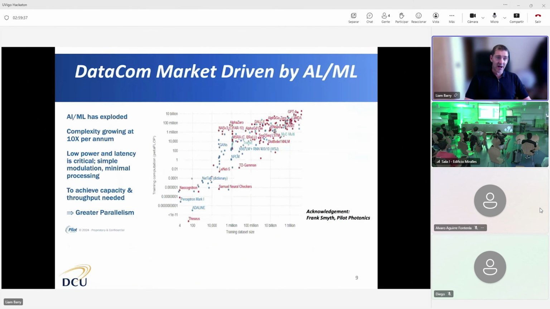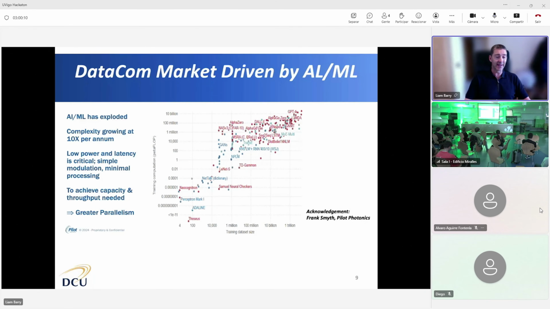So this is just showing, I suppose, that the datacom market now is really driven by the whole artificial intelligence and machine learning. We have a lot more complex models. The complexity of those models means that you need to be transferring information between your processors in your data center or your AI cluster. There's lots of information being transferred, and that's being transferred using optics. So you need to have much more capacity in your data center network.